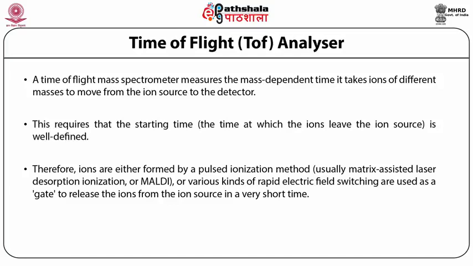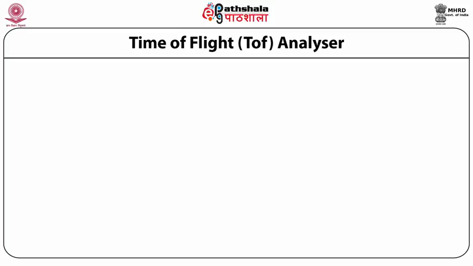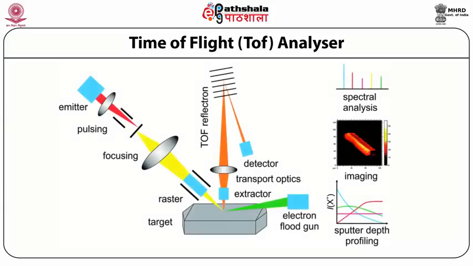Therefore, ions are either formed by a pulsed ionization method, usually matrix assisted laser desorption ionization, or various kinds of rapid electric field switching are used as a gate to release the ions from the ion source in a very short time. A time of flight analyzer is shown in this particular figure.